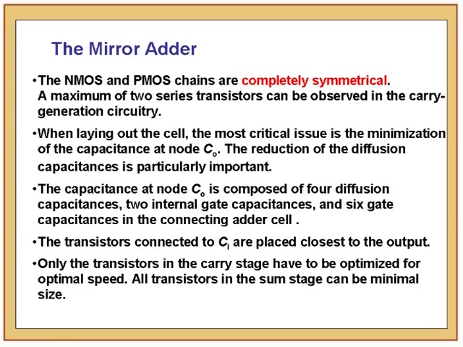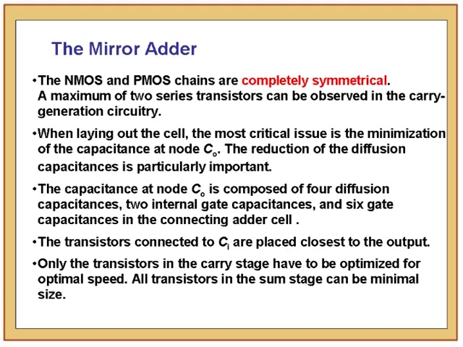So in a nutshell, the adder which I showed was called a mirror adder. Mirror in the sense that what is above, if you flip it down, exactly mirrors. Whatever is P, you make it N and it mirrors. The NMOS and PMOS chains are completely symmetrical.